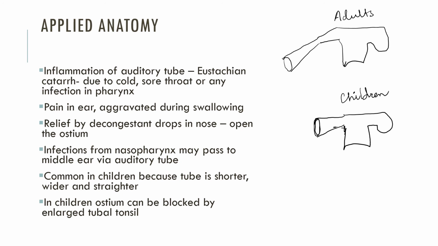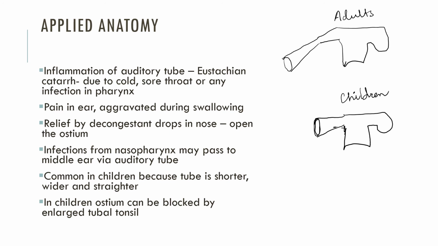Or if the tube is blocked, there is pain in the ear, and this pain is aggravated during swallowing. Now this can be relieved by putting some decongestant drops in the nose, which open the ostium and help to relieve the pressure. Infections, when they pass from the nasopharynx to the middle ear, sometimes may lead to infection of the ear, and the tympanic membrane might rupture, and it will lead to pus coming out from the ear also.